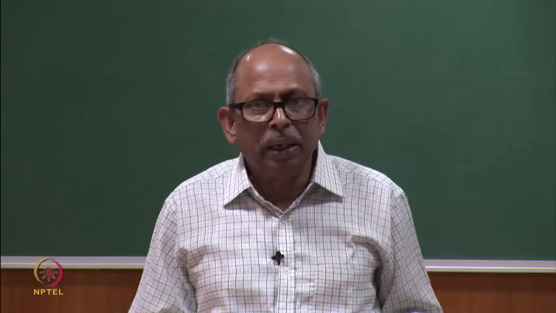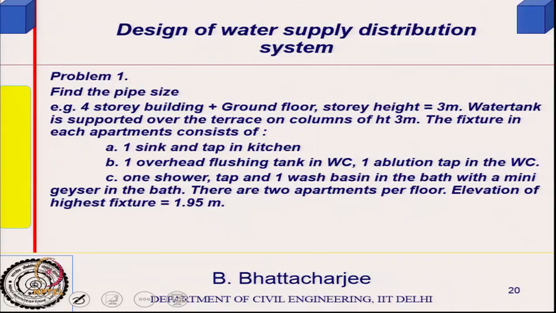So, let us take up an example problem. Supposing you consider a 4-story building plus ground floor, right. So, 4-story plus ground floor, and story height, just for the sake of ease, we have taken to be 3 meters. The water tank is supported over the terrace on columns at a height of 3 meters. So, an additional 3 meter height is there.